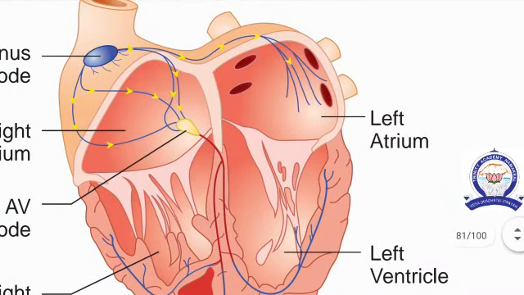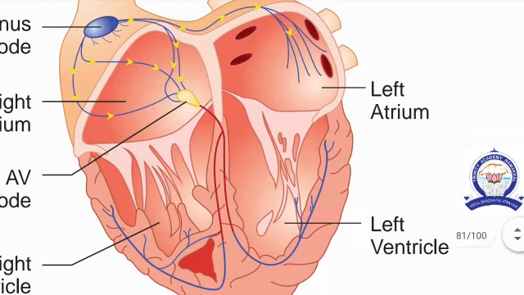The heart is covered with a double wall membrane called the pericardium. The pericardium protects the heart from external shock. The main function is that the heart pumps blood continuously throughout our life.